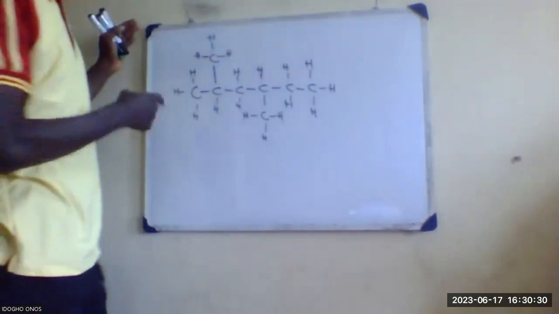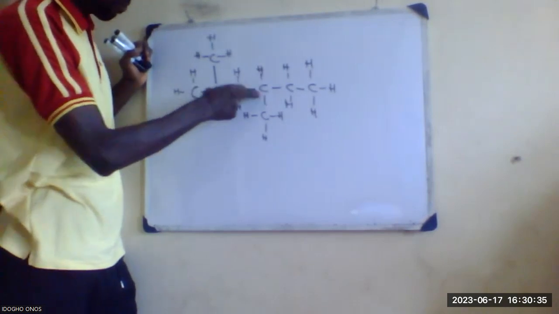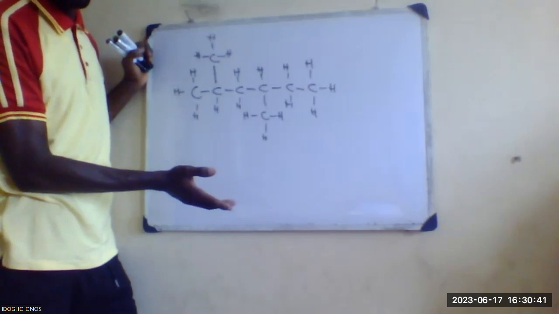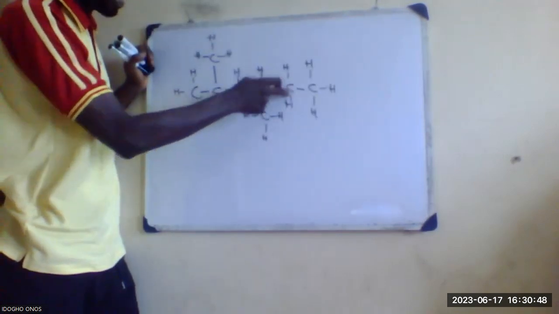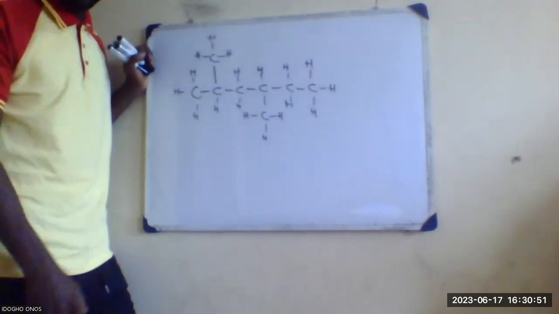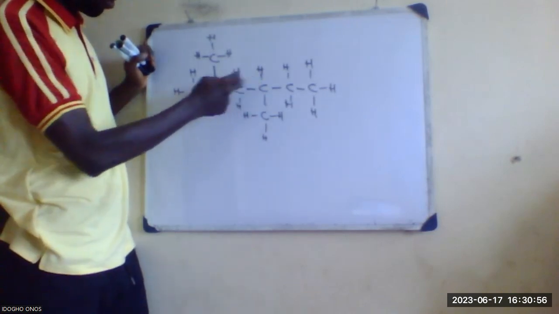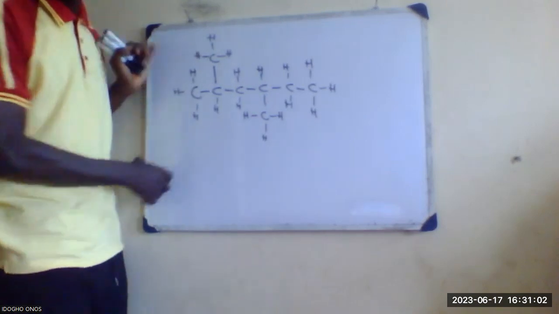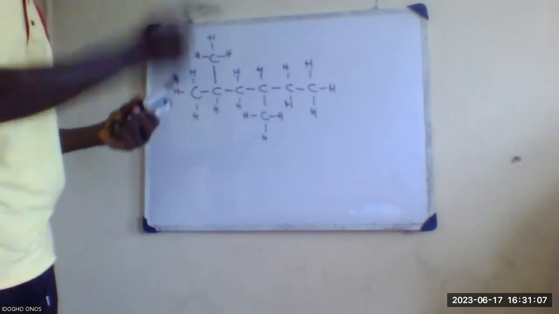Now we said we count the continuous carbon chain. Let's count: 1, 2, 3, 4, 5, 6. That is one counting. Okay, that is one long chain. Again, count 1, 2, 3, 4, 5, 6. That's another counting. Then again 1, 2, 3, 4, 5. That's another counting. So the longest I've counted now is how many carbon atoms? Is 6. So that is the longest continuous carbon chain.